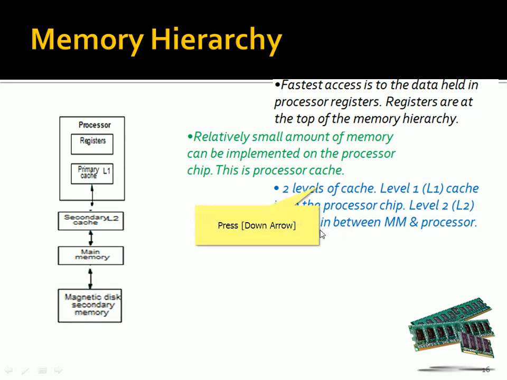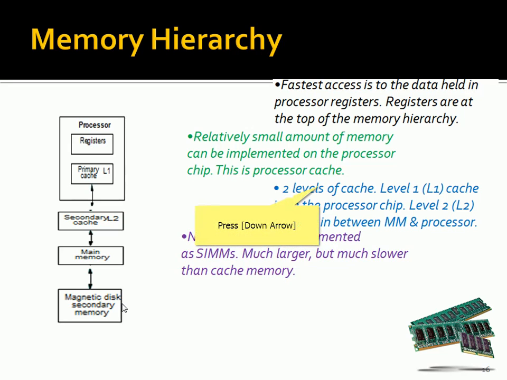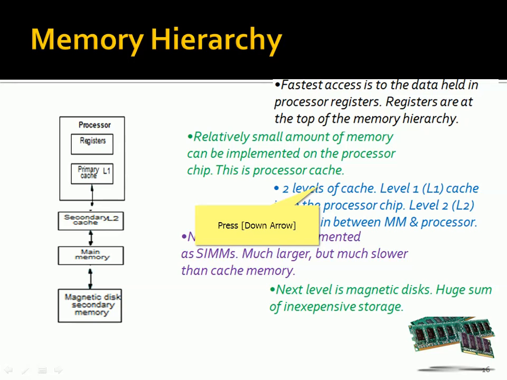So we have a magnetic disk as secondary memory. The next level is the main memory implemented as a SIMM, much larger but much slower than the cache memory. The next level is the magnetic disk, that is the hard disk in our system, right? So a hard disk may be in terms of several GB. We have seen that in a CC camera, several TB will be there. Huge, inexpensive storage will be there.